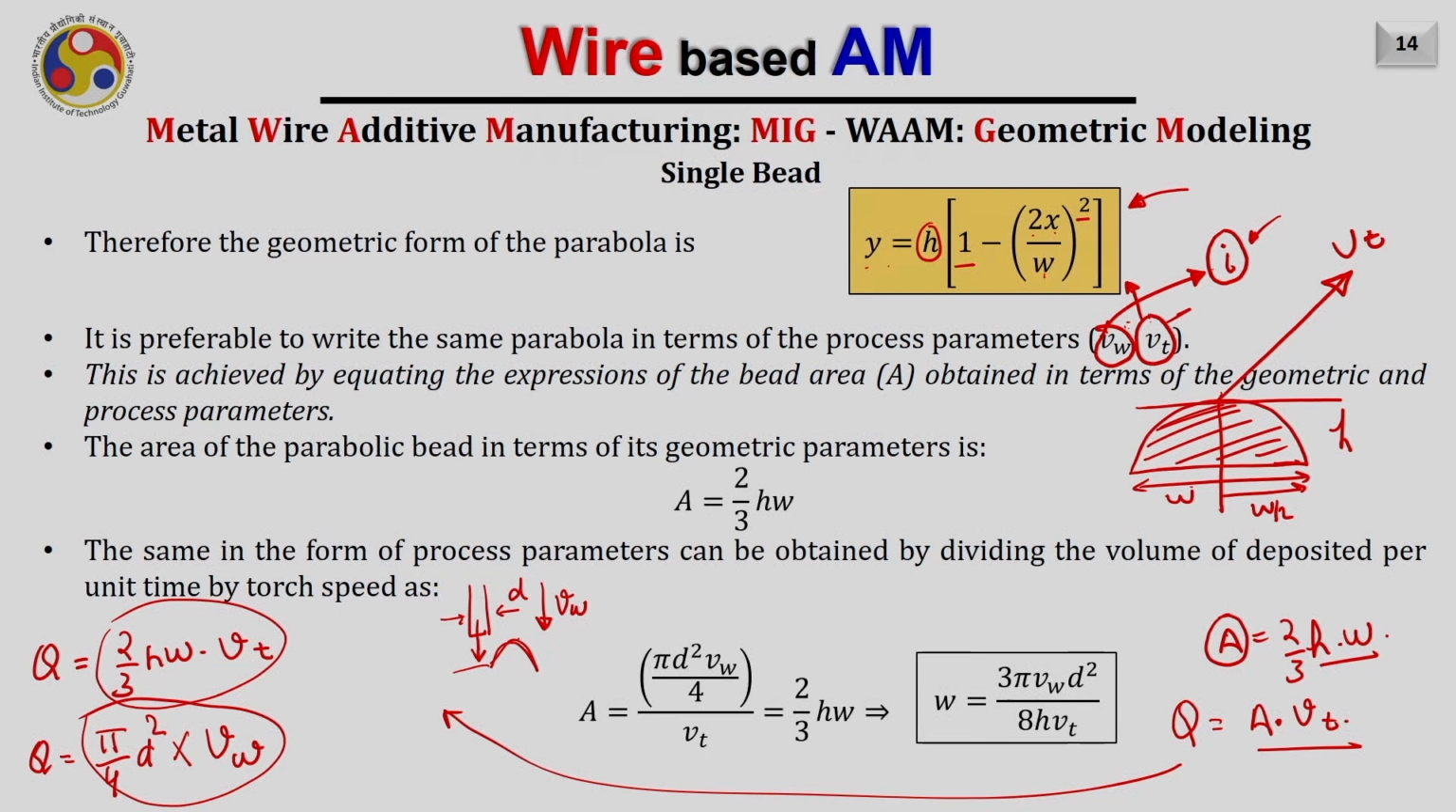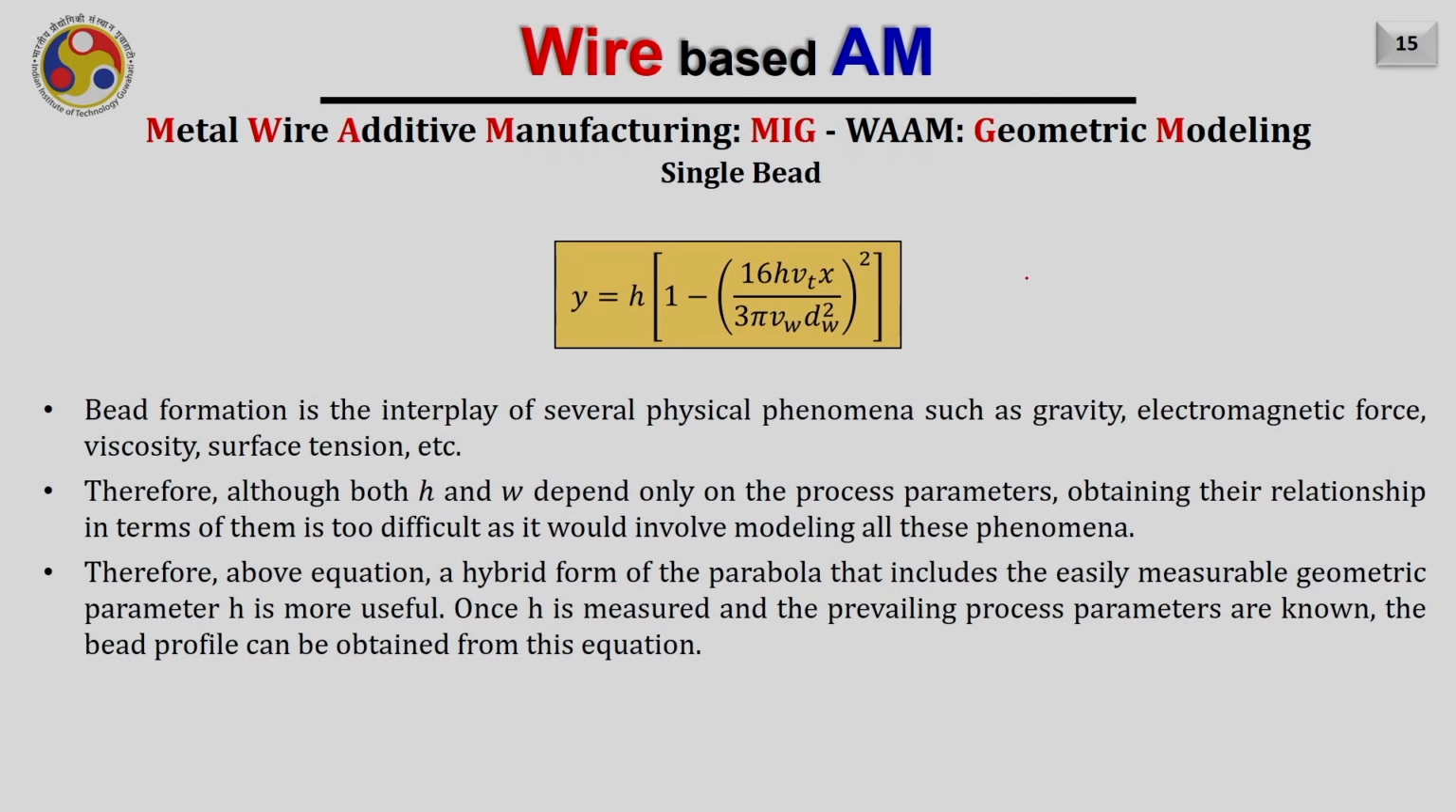As a result, you can easily find out the value of W if you just equate these two equations, and W will be equal to 3πVw d² divided by 8HVt. Now from this equation I can replace the value of W in the equation we derived for the shape of the bead. Now as you can see, the equation is a function of the process parameters Vt and Vw both.